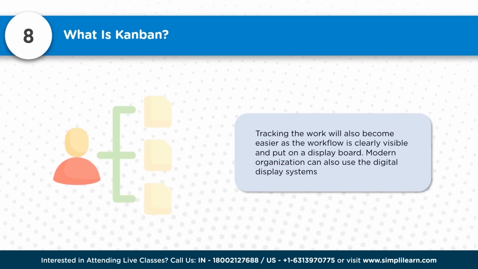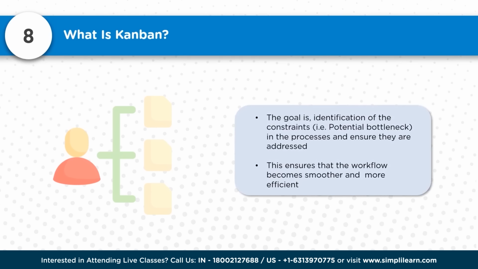Modern organizations can also use digital display systems. We're seeing more adoption in many organizations today because the value and contribution of it is seen by organizations, and Kanban plays its role in the organization; it's very essential to have this practice. So the goal is identification of constraints, that is, potential bottlenecks in the process, and ensuring they are addressed. This ensures that the workflow becomes smoother and more efficient.